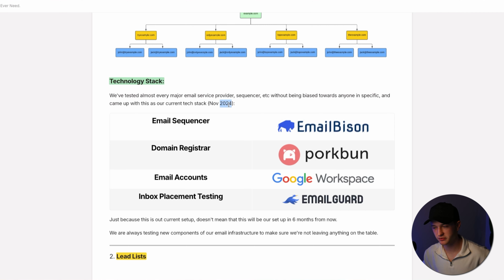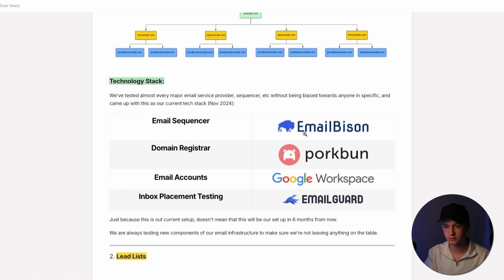Email Bison is different than Smartlead or Instantly, where this is a private email sequencer where you have a private server and it's rotated every 2 to 3 months. Before, we were using Smartlead, Instantly and stuff like that, and we automatically saw an increase in our deliverability when we were running inbox placement tests through EmailGuard when we were using Email Bison. So that's what I recommend.